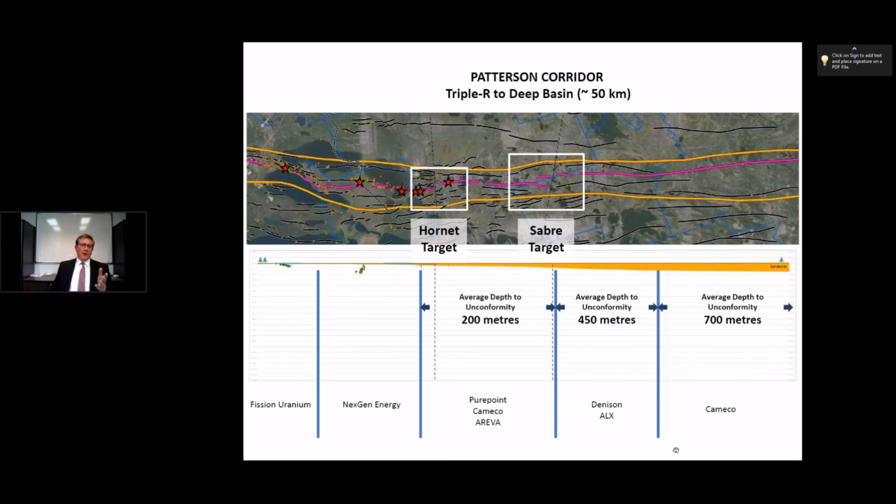One is what we're calling the Hornet target, and it really is that area that runs between Spitfire and Hornet, where we know that it's now the associated target to Spitfire, and that's an area that we'll be spending a fair amount of time on over the coming months. The other area we've called Sabre, and that's where this target area tends to move more into the Denison ALX area.